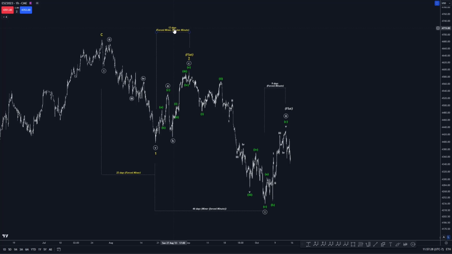So once again, these corrections are nice. This one's 13 days. It's about the regular for a minute correction. It is more of a forced minor correction. And this is 9 days. It's more of a forced minute. But once again, we're talking about a 1-2-1-2 as well.